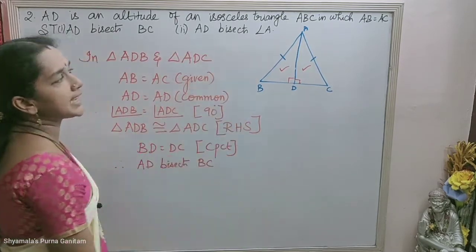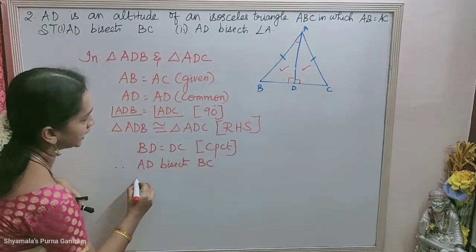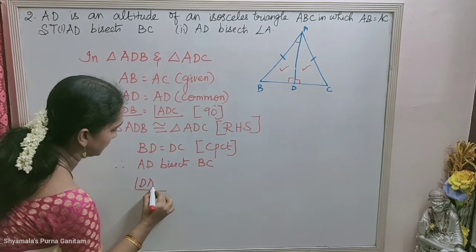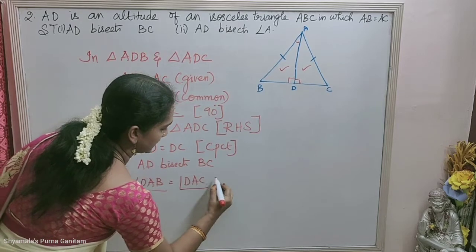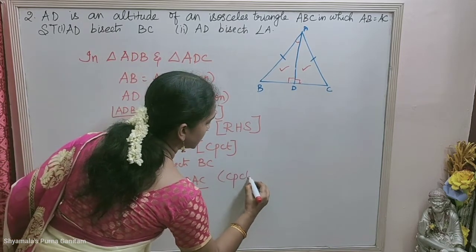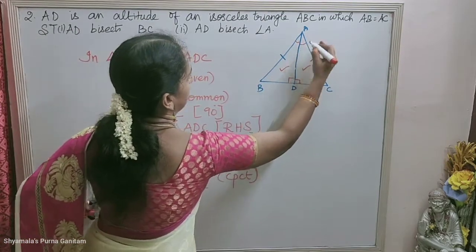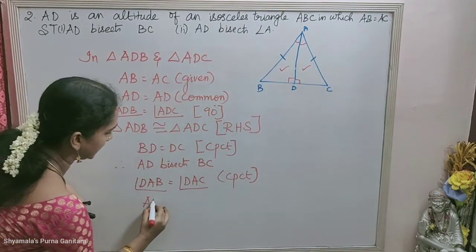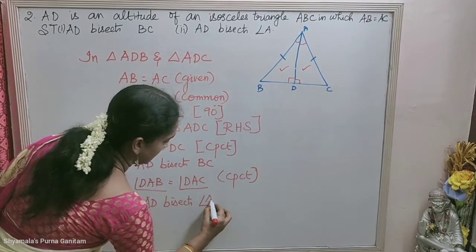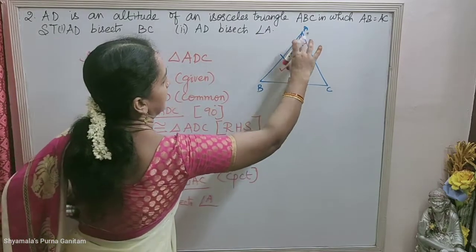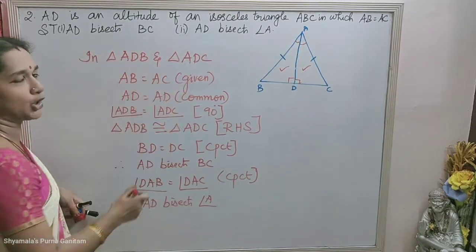Then, AD bisects angle A. Angle A is here, and AD is here. So, angle DAB is equal to angle DAC. This is also by CPCT. By CPCT, these two angles are equal. So, AD bisects angle A. This is the proof for these two sums.